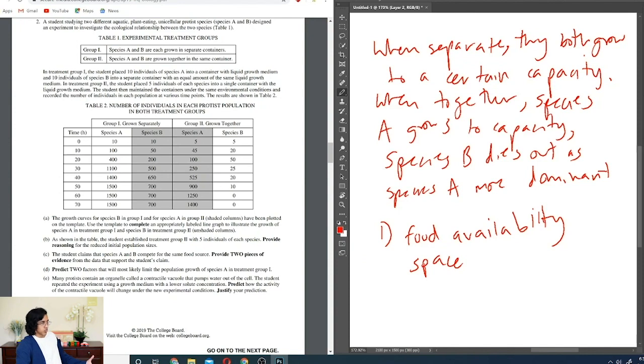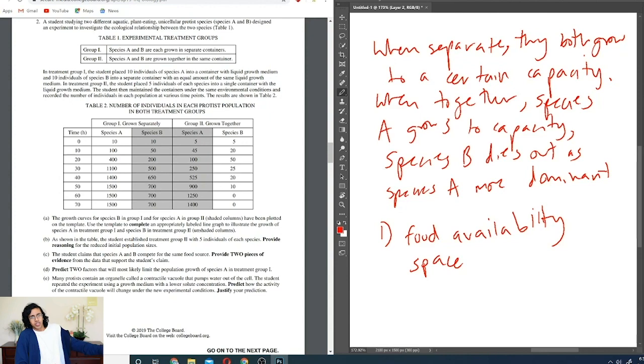Okay, E. Many protists contain an organelle called the contractile vacuole that pumps water out of the cell. The student repeated the experiment using growth medium with a lower solute concentration. Predict how the activity of the contractile vacuole will change under new experimental conditions. So this is a very interesting thing to talk about, because the way it works is that water wants to equalize its concentrations everywhere, right? So if you have a lower concentration outside and a higher concentration inside the cell, then water wants to go into the cell so that it can dilute the cell more so that the concentrations could get equal.